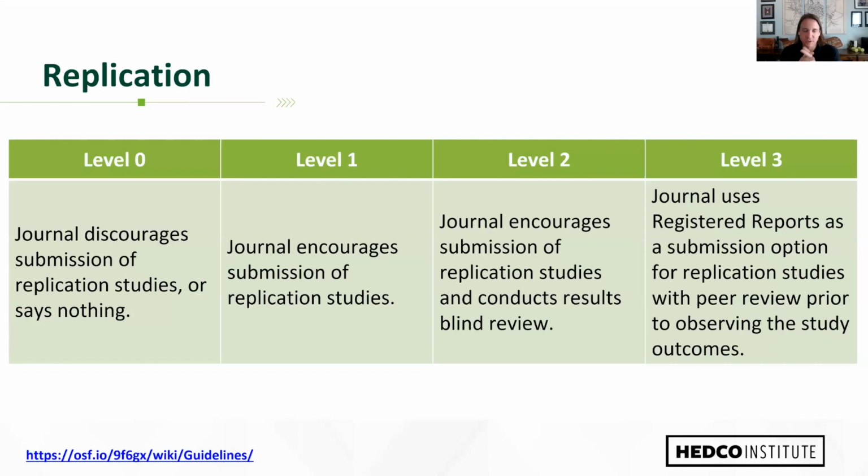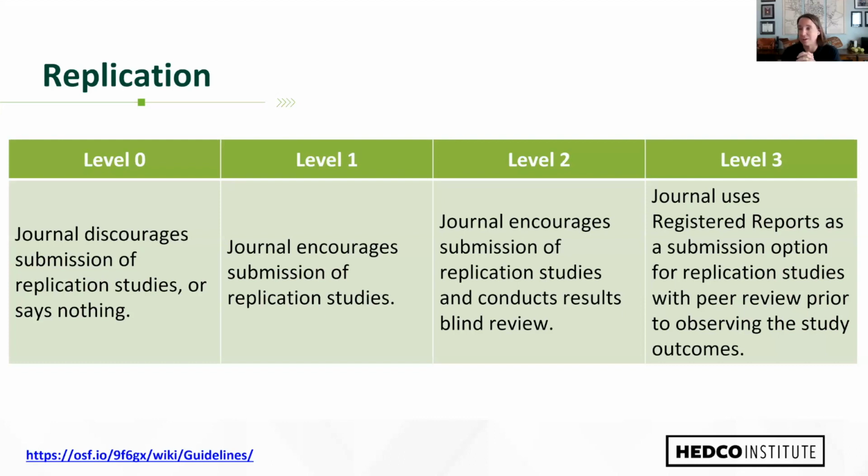A level 1 journal explicitly encourages replication studies. So the journal in their manuscript submission guidelines or instructions to authors will say something like, explicitly, we welcome replication studies here. We're not going to reject a study simply because it's replication.